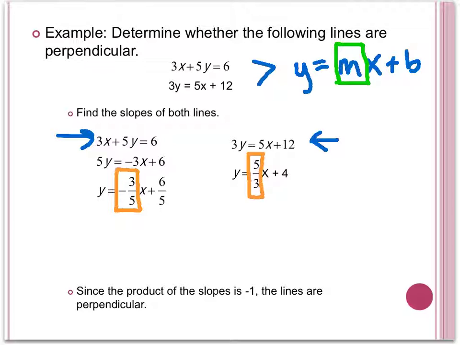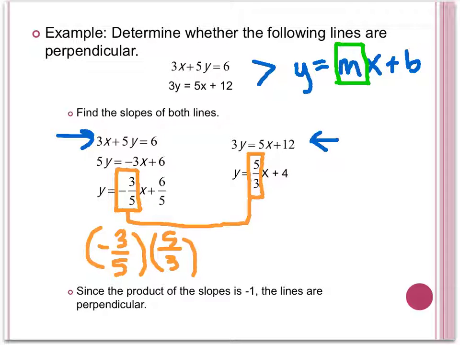To show that both of these lines are perpendicular, we must take both of these slopes and multiply them together to see if their product equals negative 1. So we have negative 3/5 times 5/3. When you multiply fractions, you multiply across.